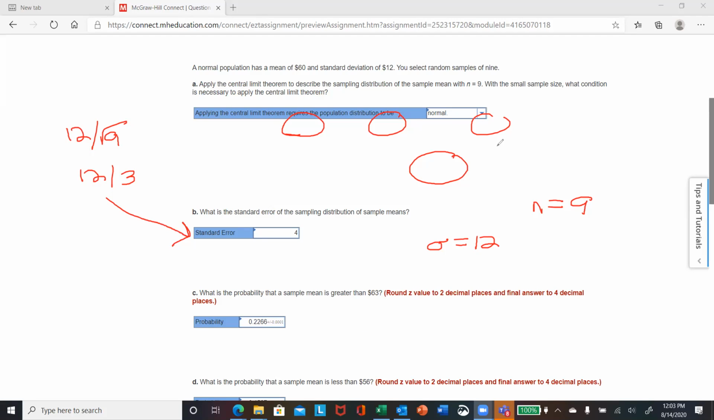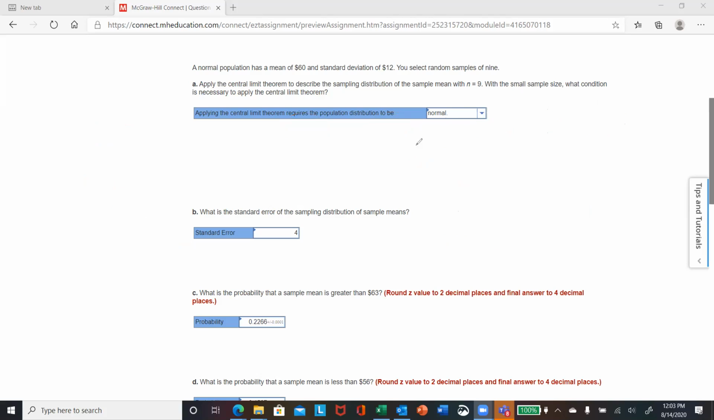So whenever we go to do our z-value calculation, we would simply see x bar minus mu divided by 4. We would use 4 as our denominator. All right, so that would take care of that one.